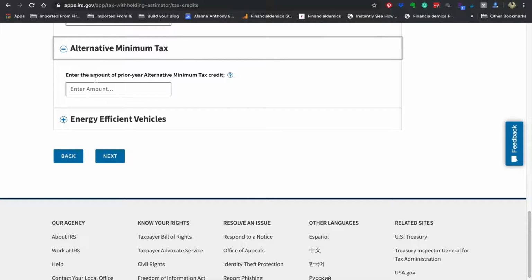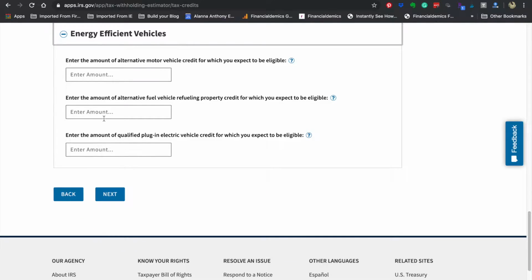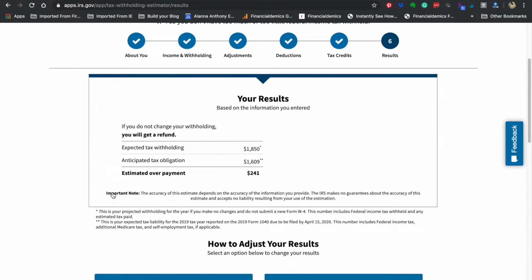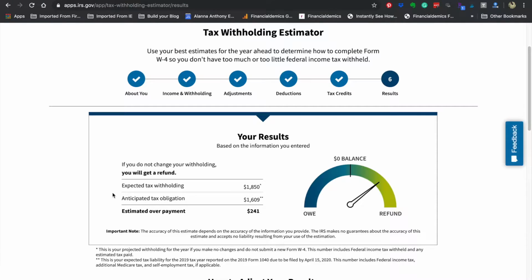Then we also have the alternative minimum tax credit. This normally comes into play if you have investments, and the energy efficient vehicles tax credit. So as I stated, this person does not qualify for any of these. So we're just going to go ahead and hit next and go to the results.